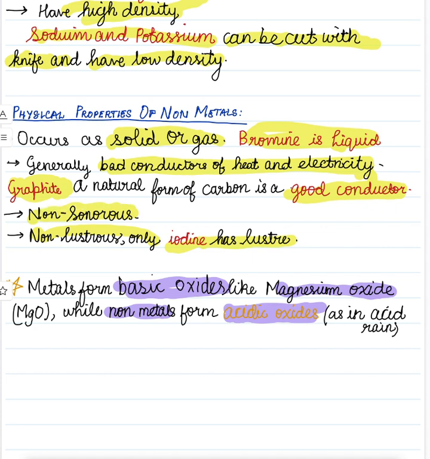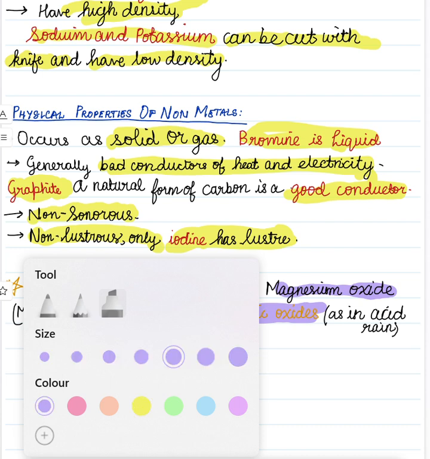They are non-sonorous, that is, they do not produce sound. They are non-lustrous, they don't give a very natural shine. Iodine, this is an exception, has luster. This is a common point between metals and non-metals.